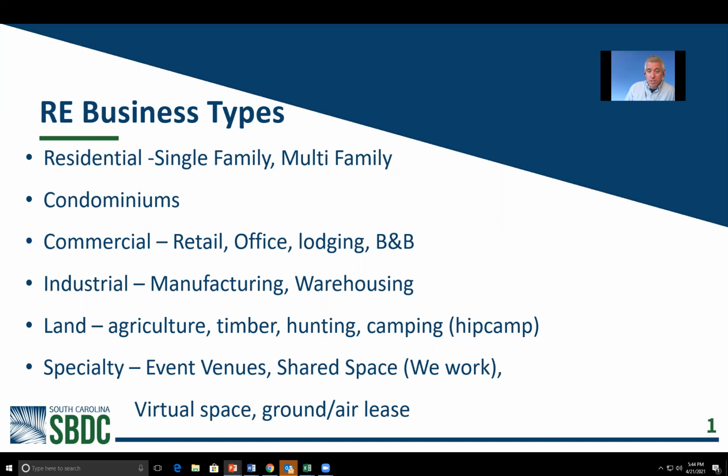But commercial could include retail spaces, office spaces, lodging, bed and breakfast, a lot of things, right? So there's commercial real estate investment. There's industrial. If you happen to own a warehouse, it could be leased to businesses that do warehousing, logistics. So there's industrial property. There's land. So your real estate investment can just be on vacant land. And then there's a lot of things you can do to utilize your asset and get a return with just land.